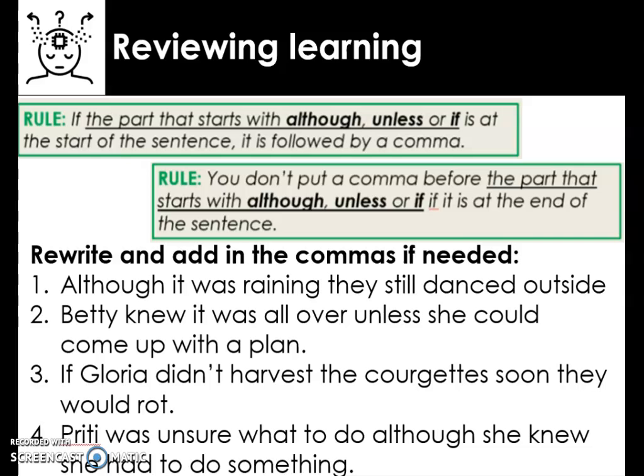Alright. So, 4 sentences here. What I'd like you to do is rewrite and add in the commas if needed. Although it was raining, they still danced outside. Number 2, Betty knew it was all over unless she could come up with a plan. Number 3, if Gloria didn't harvest the courgettes, soon they would rot. Number 4, Pretty was unsure what to do, although she knew she had to do something. Alright guys, so pause the video there, rewrite those and add in the commas if needed.